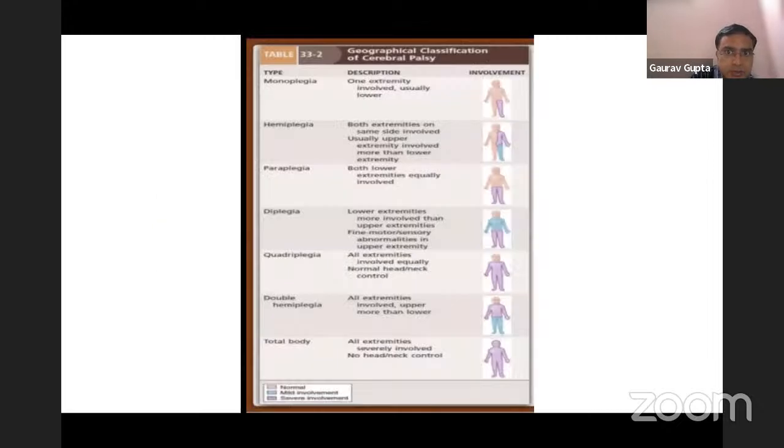Another classification is known as the geographical or anatomical classification, based on the part of the body involved. It can be monoplegia. Monoplegia is quite rare, where only one extremity is involved, and it is usually the lower extremity. It can be hemiplegia, where one side of the body is involved, and here the upper extremity is involved more than the lower extremity.